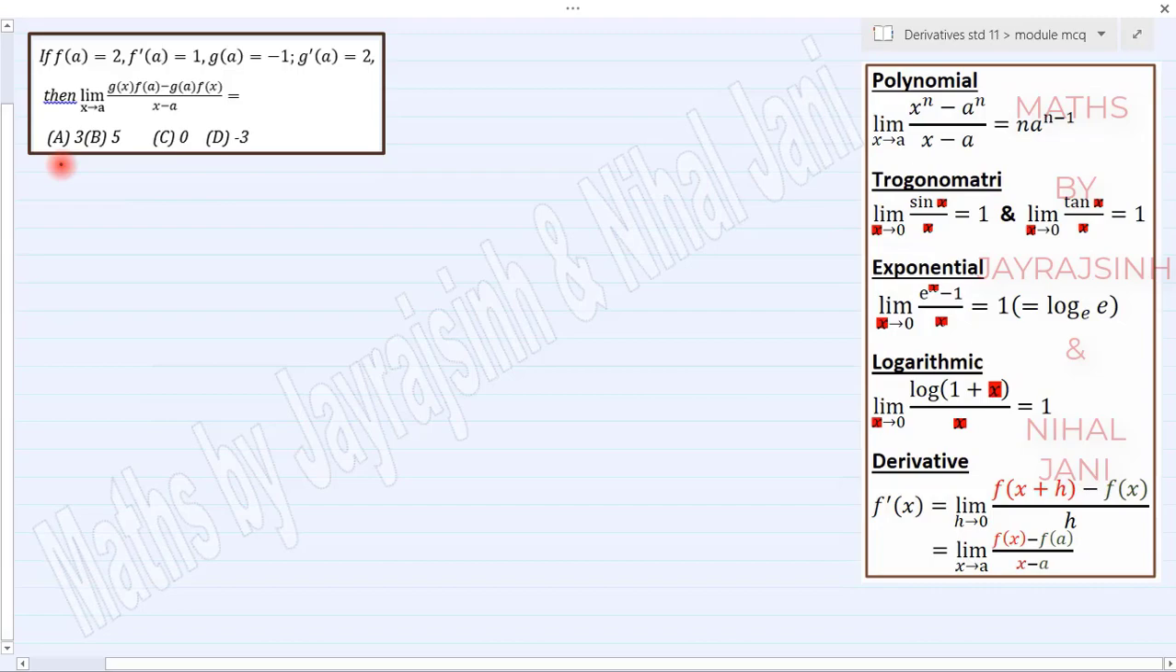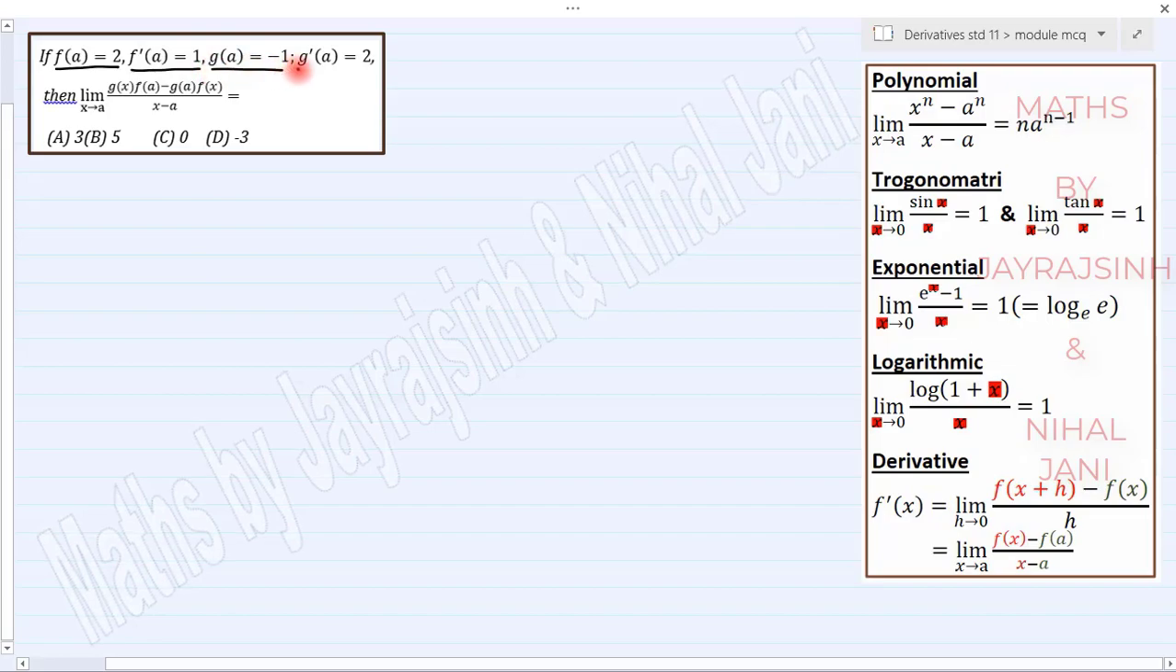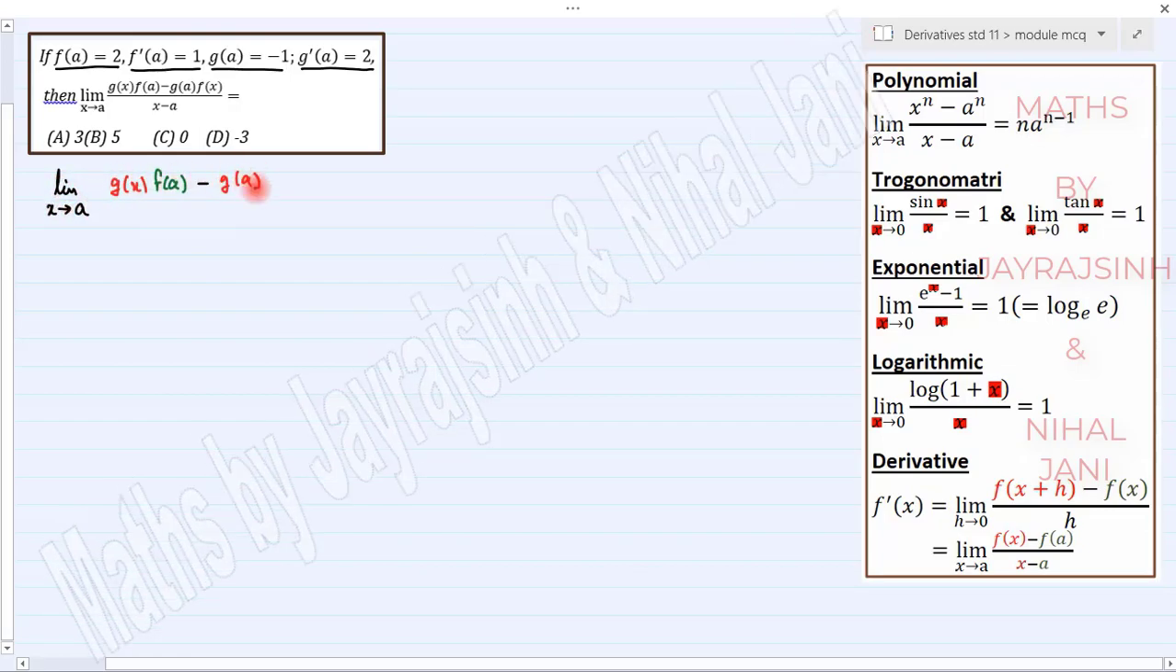In this question, we have f of a as 2, f dash a as 1, g of a as minus 1, and g dash a is equal to 2. And we have to find the limit x tends to a, g of x f of a minus g of a f of x upon x minus a. Here we have to use the formula of derivative.